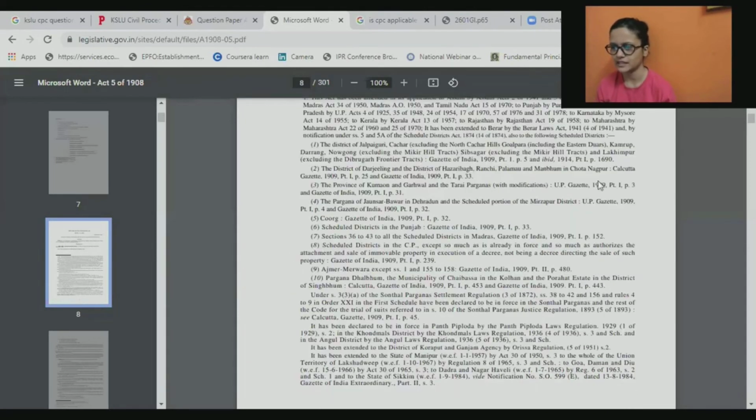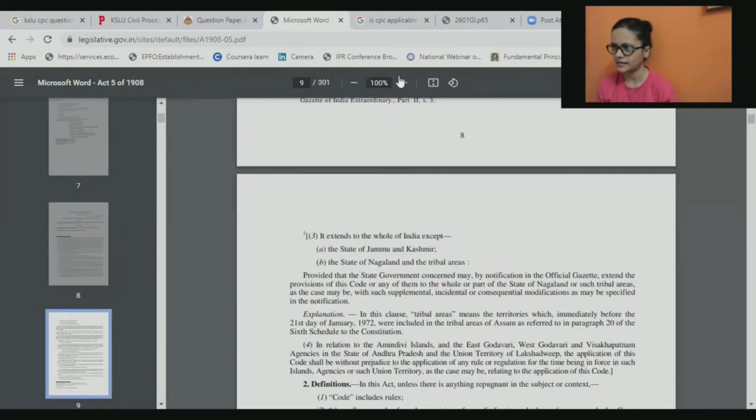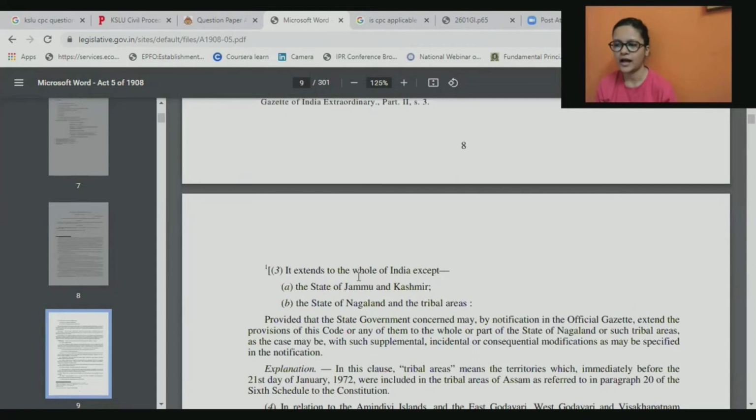But even then, if you look at the legislation, like the screen is visible, right? Even now, if you see, it extends to the whole of India except the state of Jammu and Kashmir. It still mentions except the state of Jammu and Kashmir. And the same happens for most of the other laws also. And at that time we may get confused whether it is applicable in Jammu and Kashmir or not.